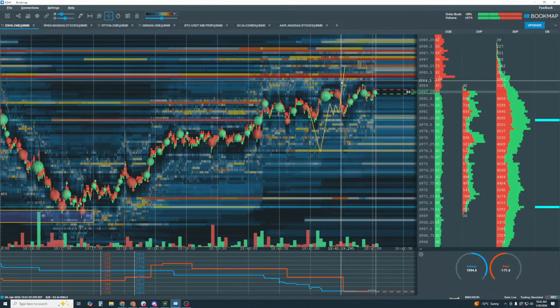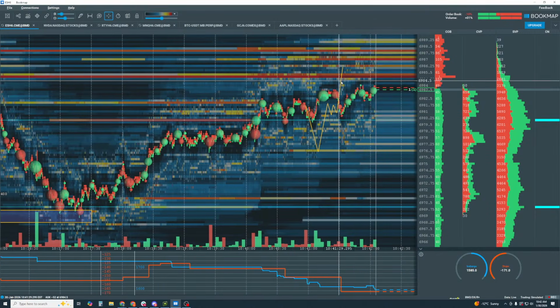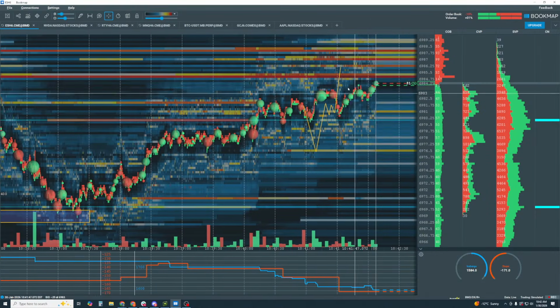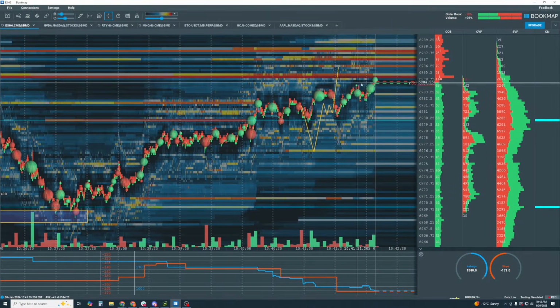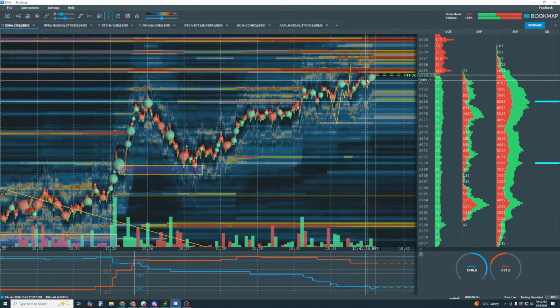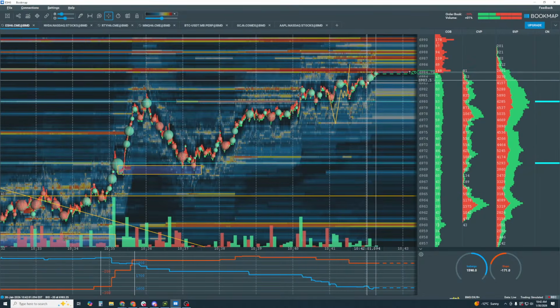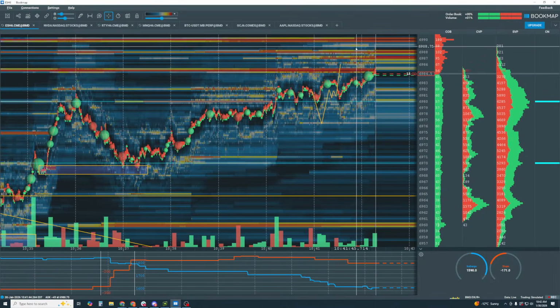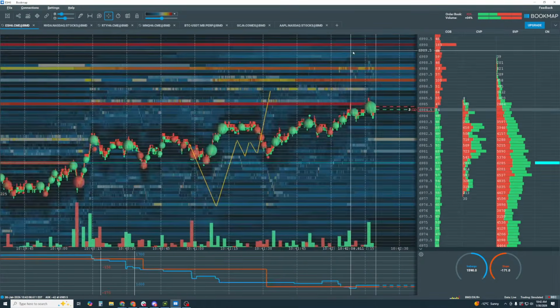The reason that we're going through and filtering like this is because we want an edge. If our setup's not aligning, we're not taking the risk.